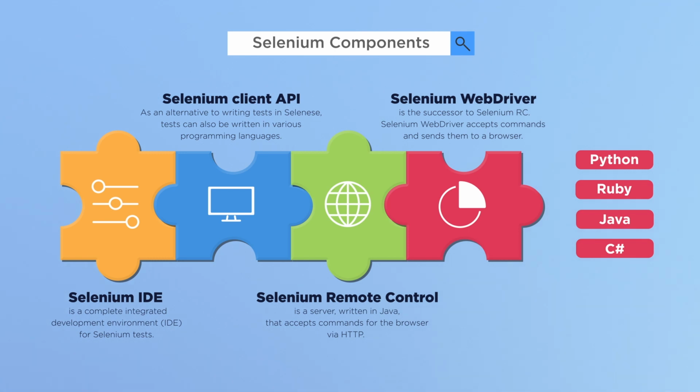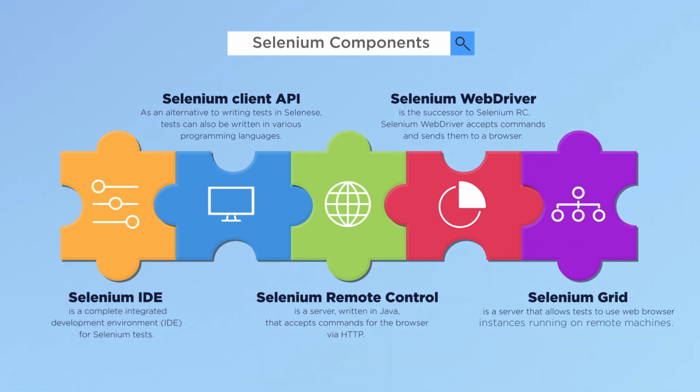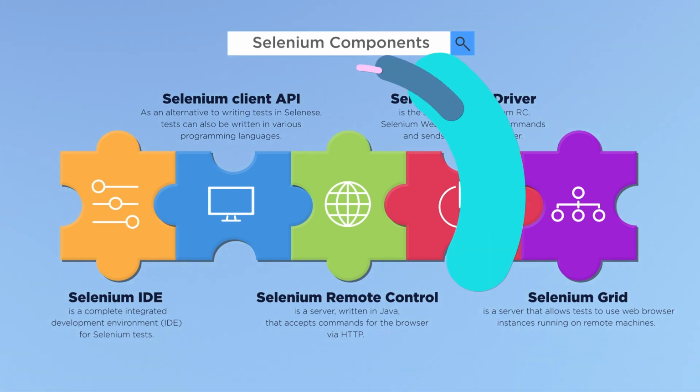The final component that we will consider today is Selenium Grid. It is a server that allows tests to use web browser instances running on remote machines. With Selenium Grid, one server acts as a central hub. Tests contact the hub to obtain access to browser instances. The hub has a list of servers that provide access to browser instances, WebDriver nodes, and lets tests use these instances. Selenium Grid allows running tests in parallel on multiple machines and managing different browser versions and browser configurations centrally, instead of in each individual test.